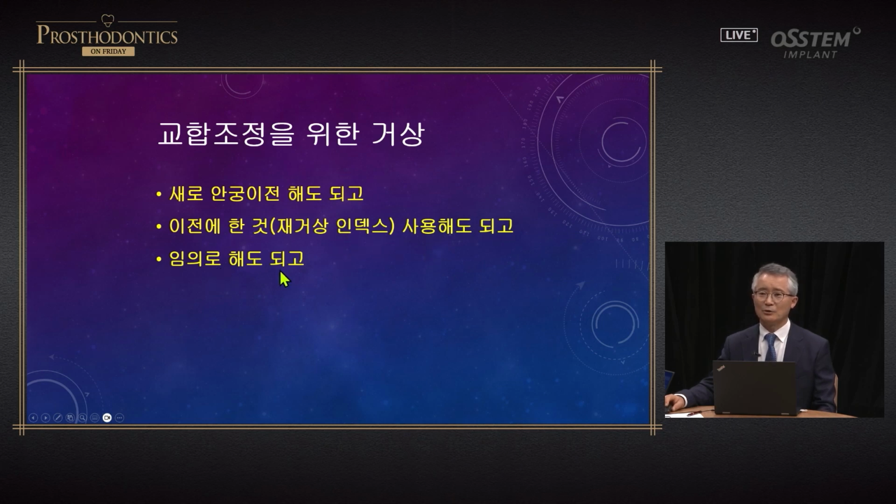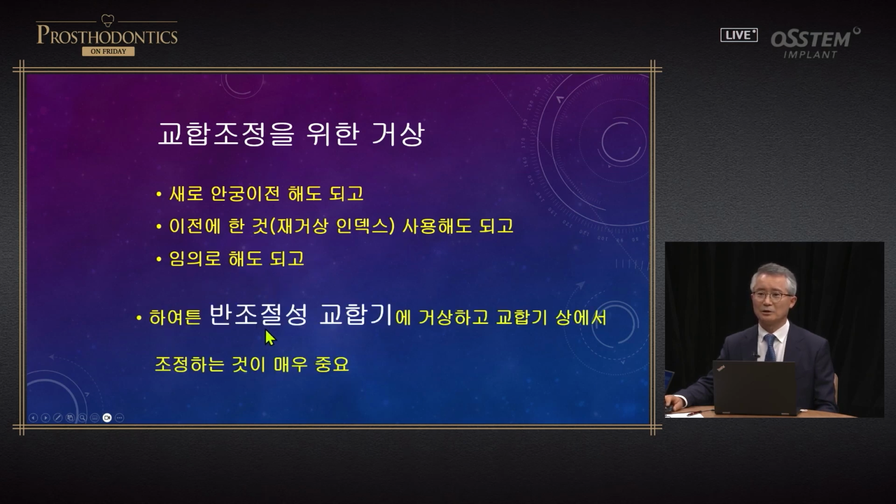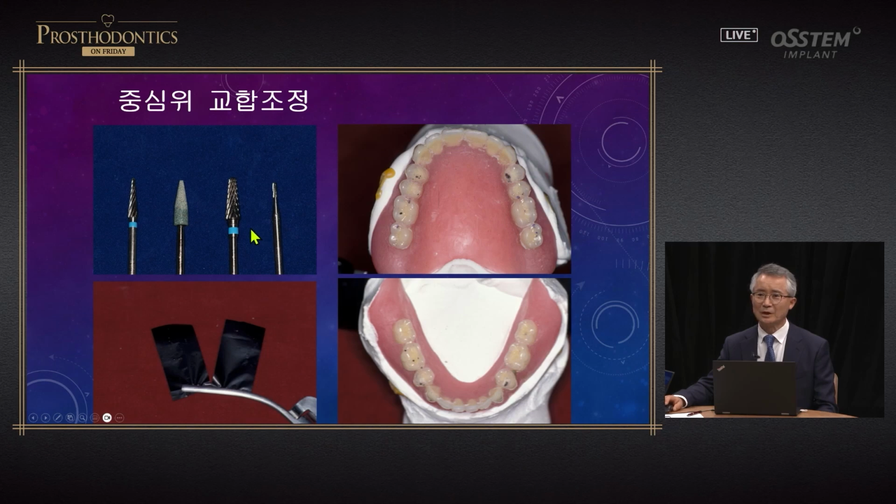Also, you can use a random number. By random, I mean you can apply the CR bite on the articulator. If you mount it randomly, then you'll be able to use it meaningfully. When you use a semi-adjustable articulator and do occlusal adjustment, then you can get good results.